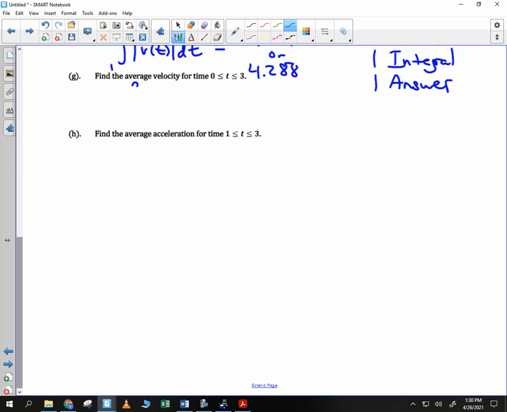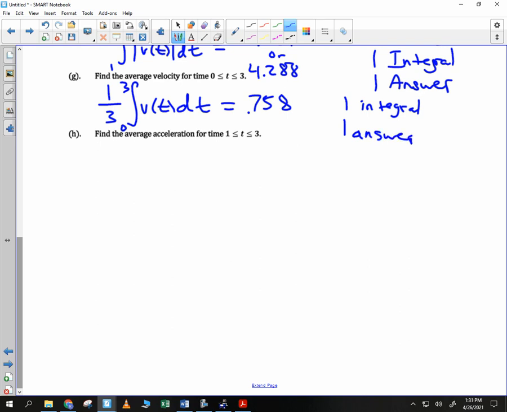Average velocity will be the average value of the velocity function, which will be 1 over 3 integral 0 to 3 of v of t dt. And that result should be 0.758. You get 1 for the integral and 1 for the answer.